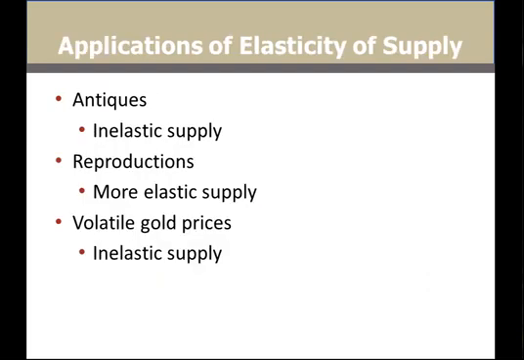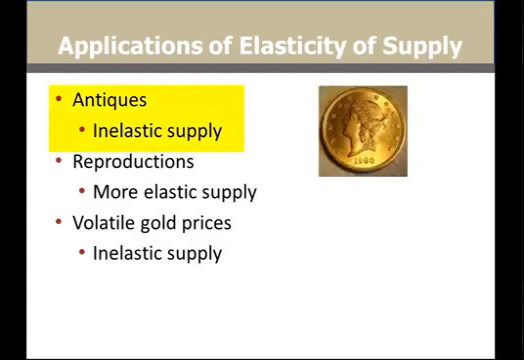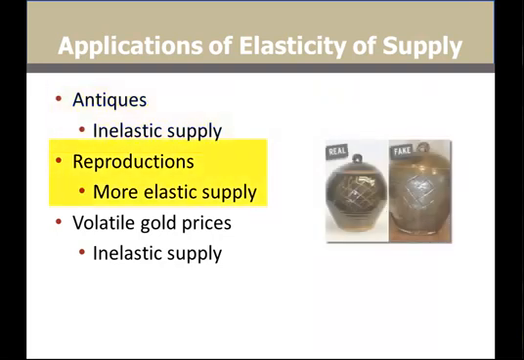Applications of elasticity of supply. Antiques and other non-reproducible commodities have an inelastic supply. For a one-of-a-kind antique, the supply is perfectly inelastic. This makes their prices highly susceptible to fluctuations in demand. The more inelastic the supply, the greater the changes in price when demand changes.